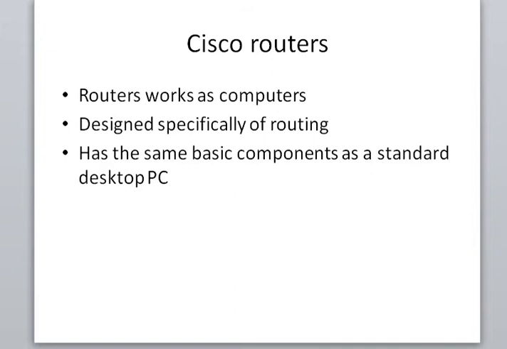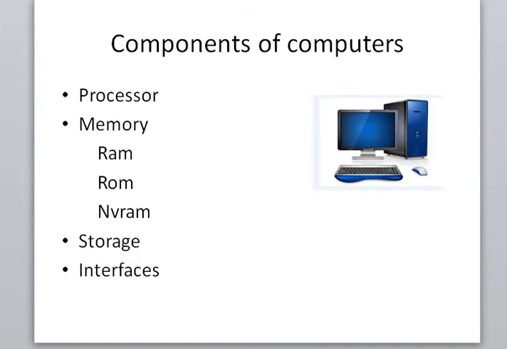Yes, the components of the router are the same as those present in a computer: the processor and the memory, with different kinds of memory: RAM, ROM, NVRAM. What is RAM? Volatile memory. As soon as you turn off your computer, everything is gone. ROM is non-volatile, in both the computer and the router. NVRAM is the same, non-volatile. Then there are storage devices, your hard disk.